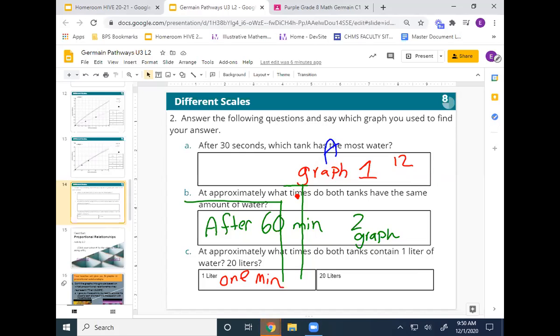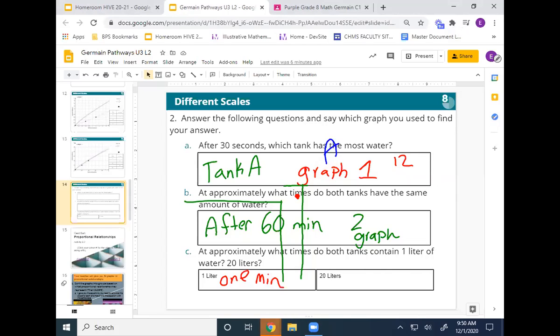Okay? So I'm gonna leave these answers up here for you. After 30 seconds, we said tank A. So make sure that these are getting copied down on your slide. And while you're getting these copied down, let me talk about what you have to do this afternoon.